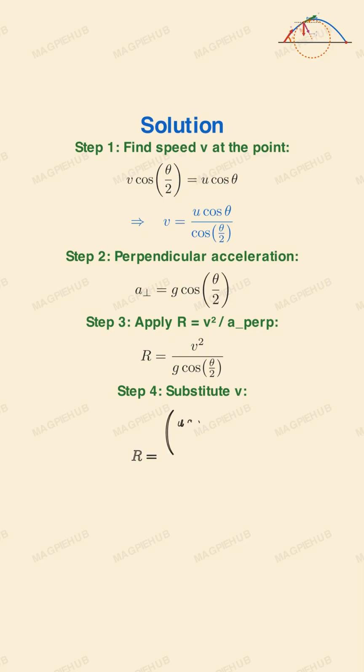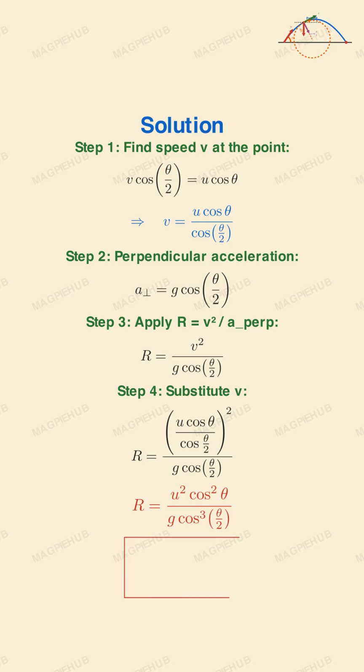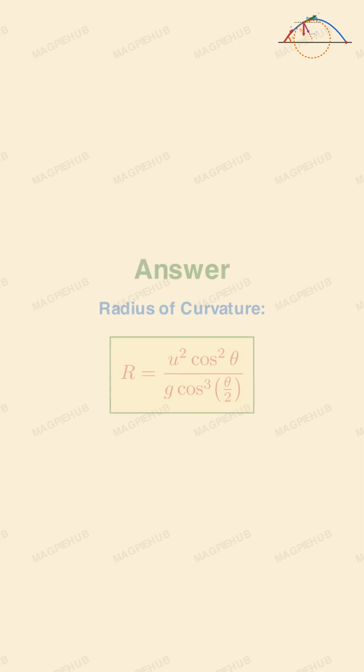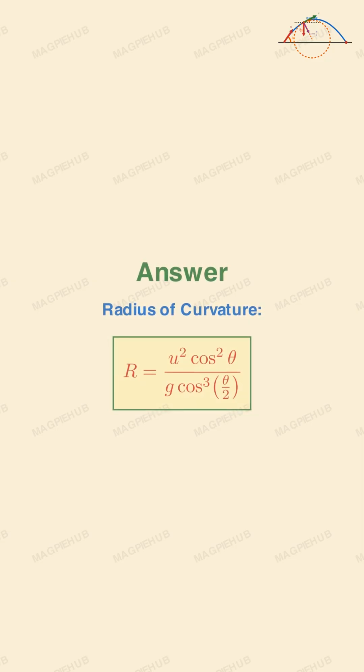Step 3. Apply the radius of curvature formula. Radius r equals v squared divided by g cos theta by 2. Step 4. Substituting the expression for v, after simplification, we get r equals u squared cos squared theta divided by g cos cubed theta by 2. The answer. The radius of curvature at the point where velocity makes angle theta by 2 with the horizontal is radius r equals u squared cos squared theta divided by g cos cubed theta by 2.